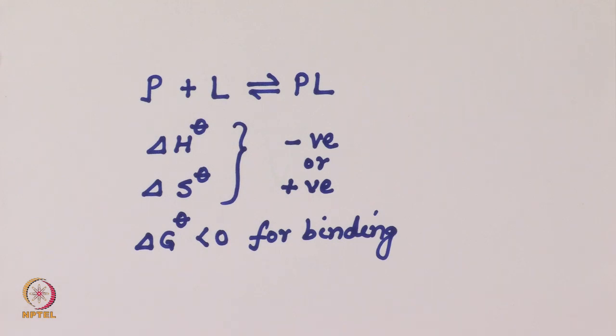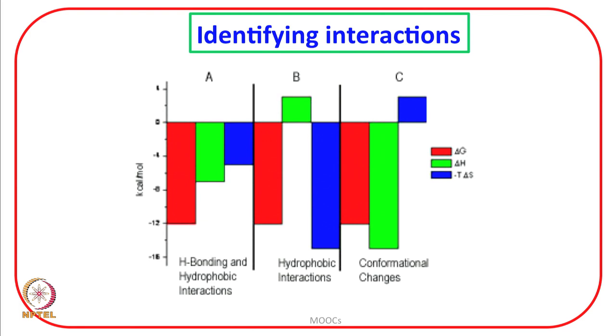Let us take a look at this figure. The red color bar represents delta G naught, the green represents delta H naught and the blue represents delta S naught, but in the form of minus T delta S. So, that means this delta H and delta S in the form of minus T delta S are the two contributions to delta G. The downward bars are represented as negative values and the upward bars represent positive values. Let us look at the first panel.